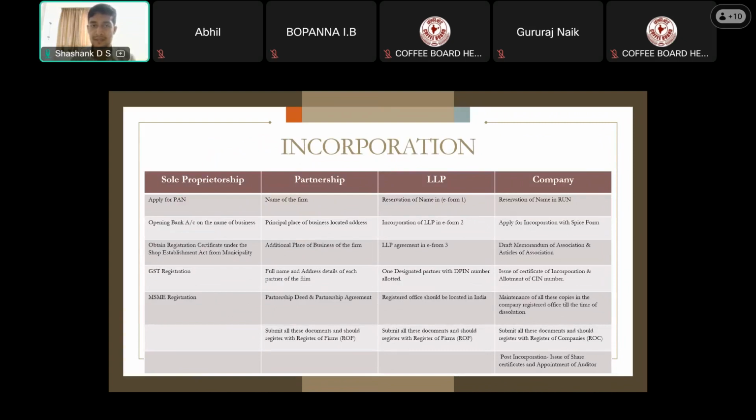Only once the partnership and LLP are incorporated can we apply for PAN and other GST registration. In case of a company, it will be one single comprehensive form called the SPICE form, which will help you get all the required registrations in one go. Even PF and ESI numbers are generated by default in case of a private limited company.